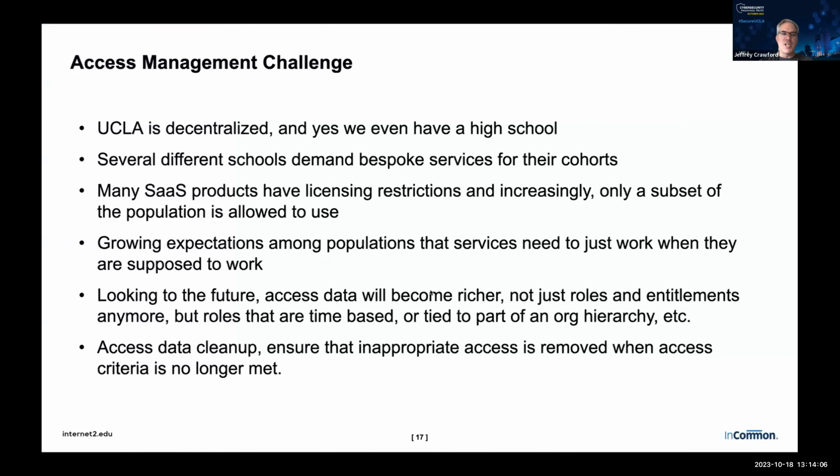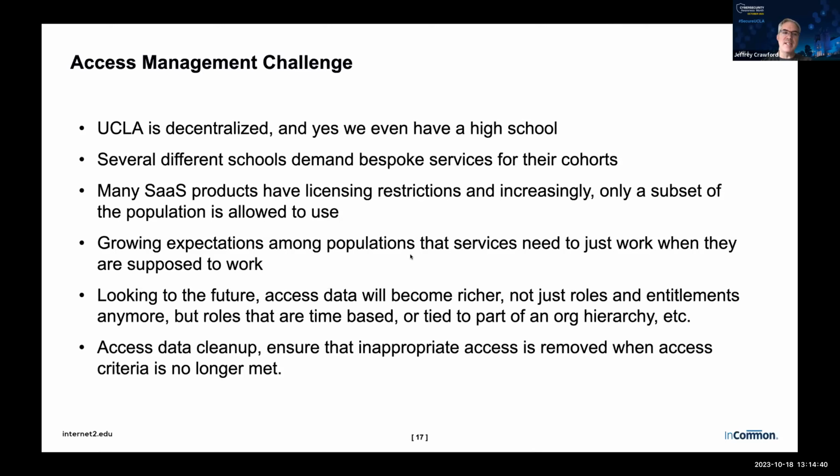So the access management challenge in our area, again, as I mentioned before, is that UCLA is decentralized. One of the things that sometimes surprises people is that there is actually a subsection of UCLA that's a high school, Geffen Academy, if anybody wants to look that up. So there is that level of separation around UCLA. And there's also a sub-employment section called Associated Students UCLA, which is also not really part of UCLA proper, but still gets managed by our system.